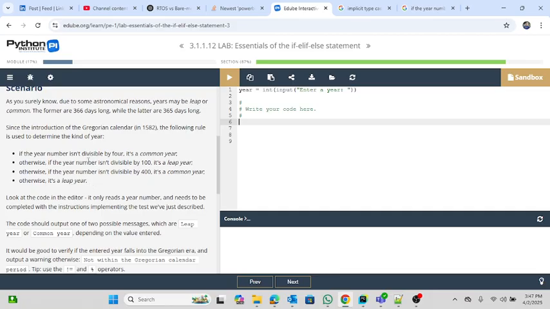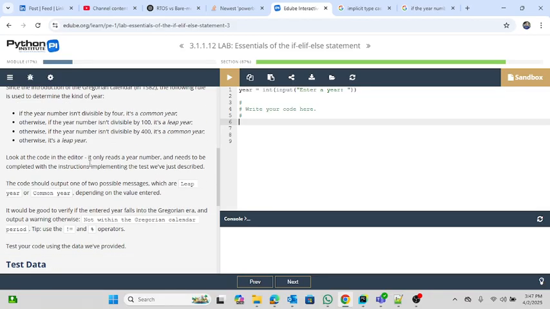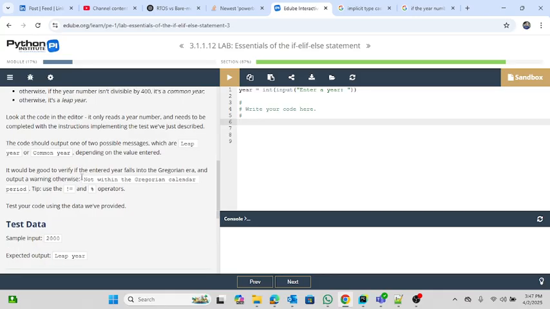Along with these conditions, it is also asking us to print "not within Gregorian calendar period" if the year does not fall into the Gregorian era. And it is giving the hint that we have to use the not equal to and percentage operators. Okay, so let's start our code.